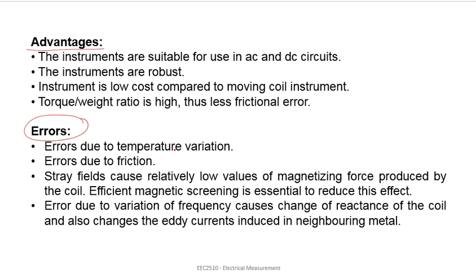So just to avoid this type of error, that is the errors due to the temperature coefficient, we can use a series resistance which should be made of a material like manganin, which has a small temperature coefficient. And the value of the series resistance should be large as compared with the coil resistance, in order to minimize the errors due to the self heating. So this is the error due to the temperature variation. Then we also have some error due to friction, but this type of error is generally less since the torque weight ratio is high.